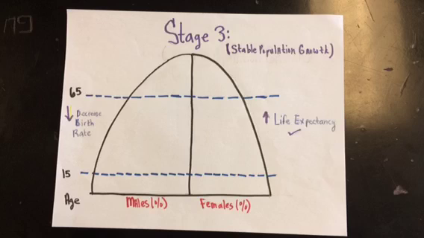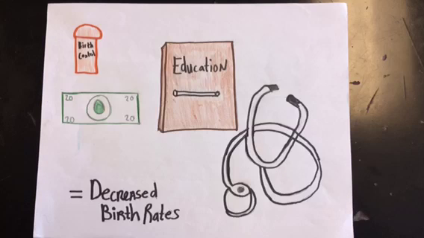Stage 3, also known as stable population growth, the birth rates decrease and the life expectancy continues to increase. Progress in the economy, more time spent pursuing education, medical care improvements, and availability of birth control resulted in women having fewer children, which means a decreased birth rate. However, since the life expectancy continues to increase and people are living to older ages, the population continues to grow.